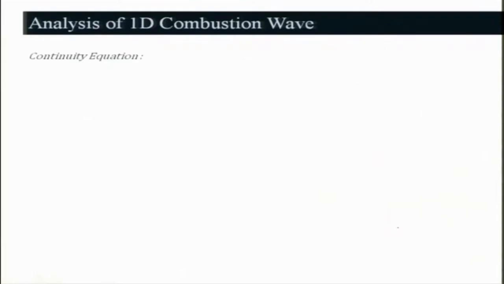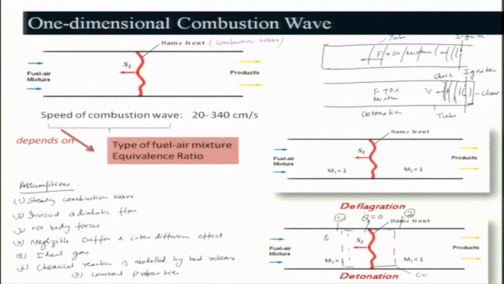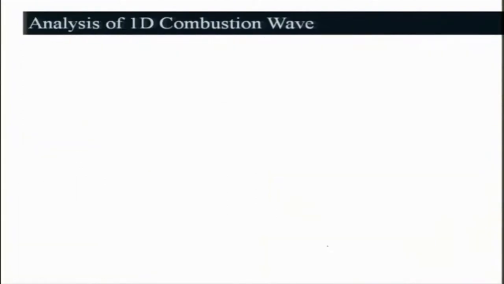If I say rho 1, v 1, p 1, t 1, and rho 2, v 2, p 2, t 2, then we can relate those properties. Rho 1 is the density, v is the velocity, p is the pressure, t is the temperature. I can then write down rho 1 v 1 is equal to rho 2 v 2, which is the mass flux rate.